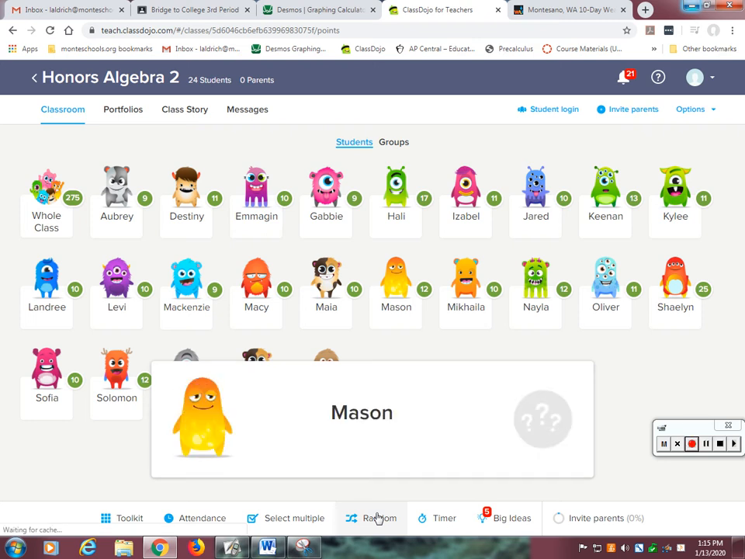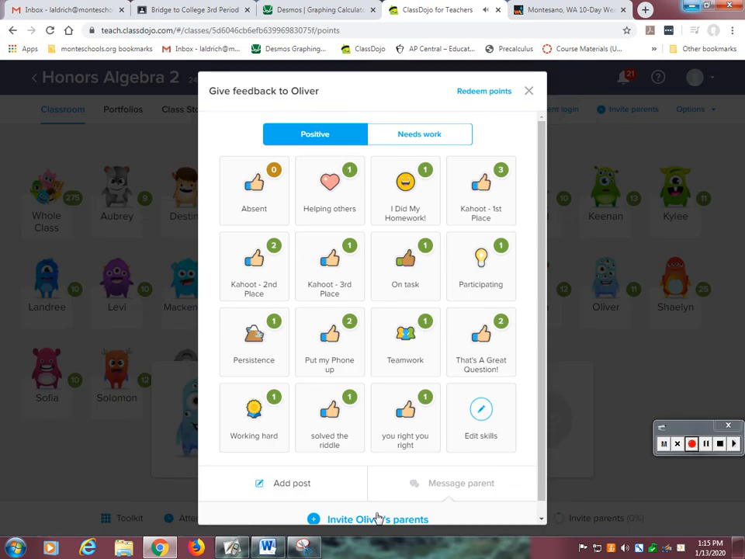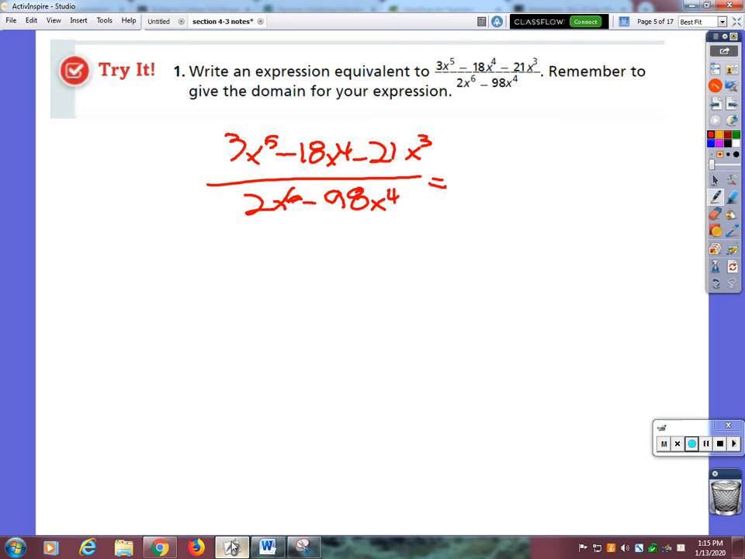No, it's my computer's being super slow for some reason. There we go. Okay, Oliver, what'd you do first?